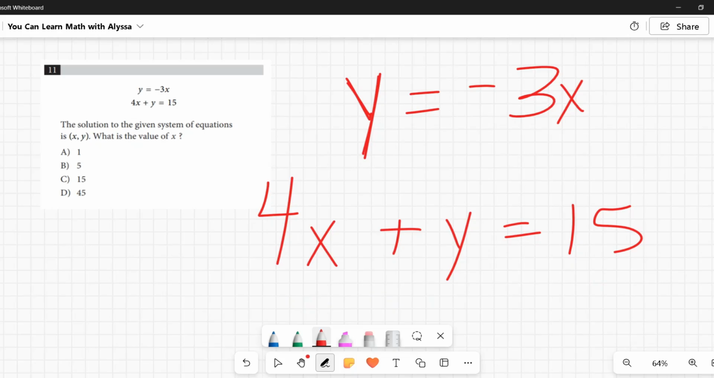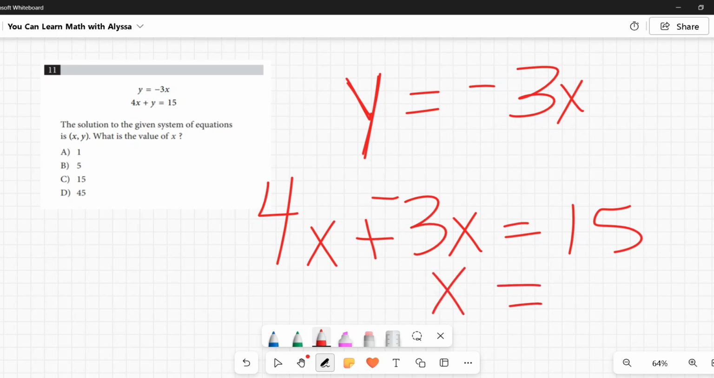I look at this and go, wait a minute, 4x plus negative 3x, that's just x. So substitution, absolutely. Let's do that. 4x, put in that negative 3x, 4x minus 3x, or 4x plus a negative 3x, same difference, is just x. I don't have to do anything else. I've got my answer. x is 15. And I don't have to solve for y because they're not asking me to. They're just asking, what's the value of x? x is 15. That is C.